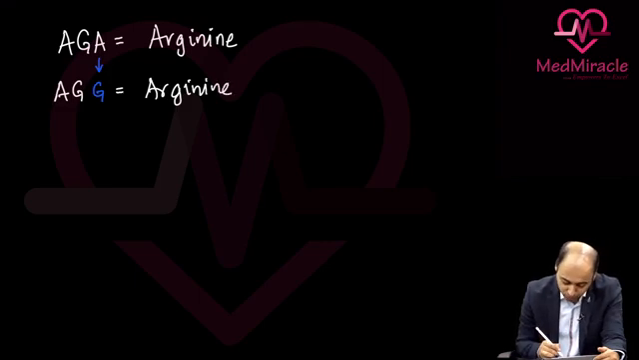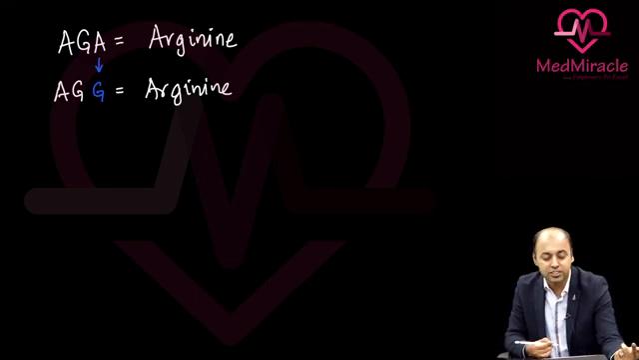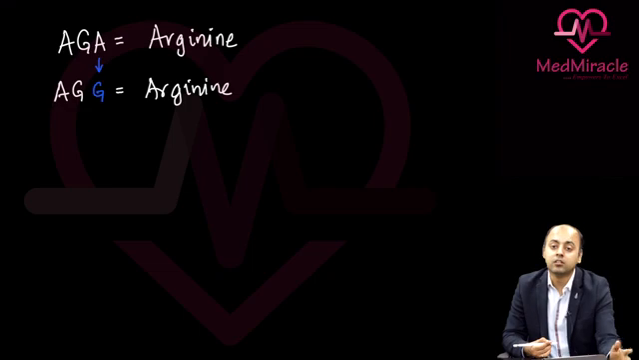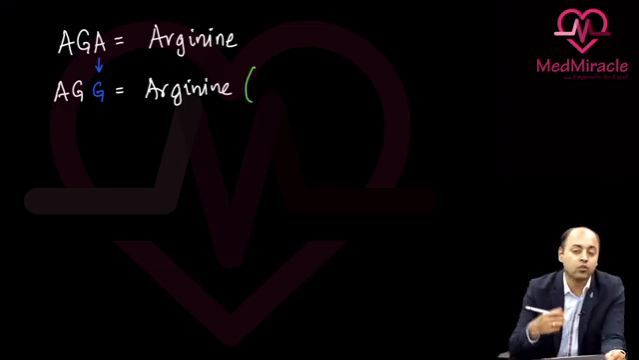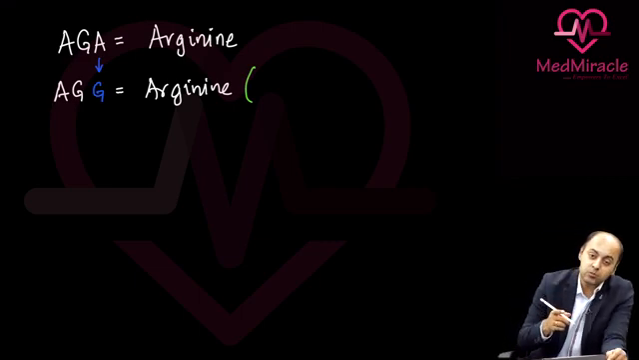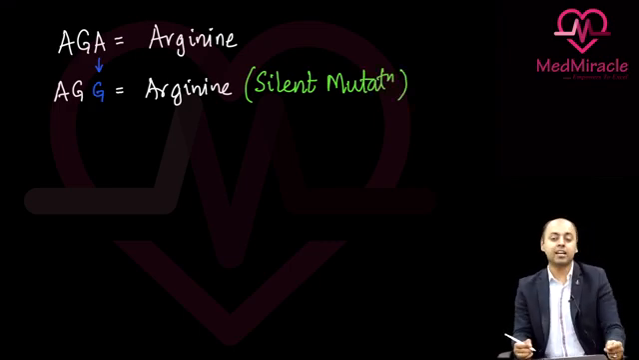Now surprisingly, the new codon also codes for the same amino acid. So although there has been a change in the nucleotide sequence, the adenine has been replaced by guanine, there is no change in the amino acid. Because there is no change in the amino acid, the protein does not get to know. When the protein does not get to know, it does not make any noise. So there is mutation, but the protein does not get to know about it, and therefore it is silent, known as the silent mutation.